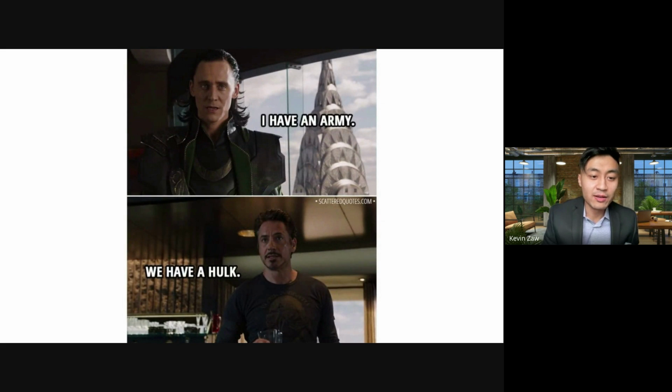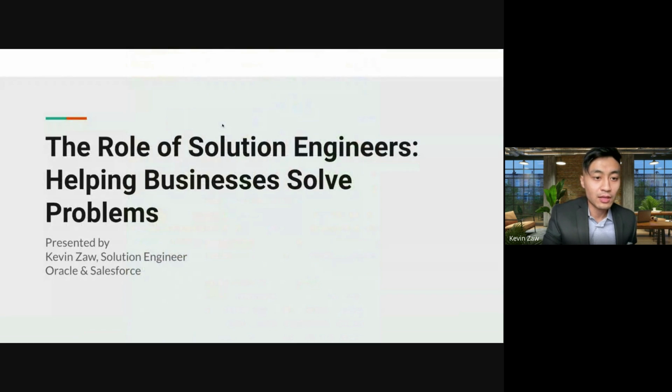Now, this scene perfectly portrays, in my perspective, the role of a solution engineer in a pre-sales process. The solution engineer essentially is the Hulk. They're a powerful resource that a sales team brings in when they want to strengthen a deal and convince a customer to move along a potential technology sales deal. Now, in this presentation, I'll be discussing what is a solution engineer, sometimes called a sales engineer, and sharing my journey into becoming one.